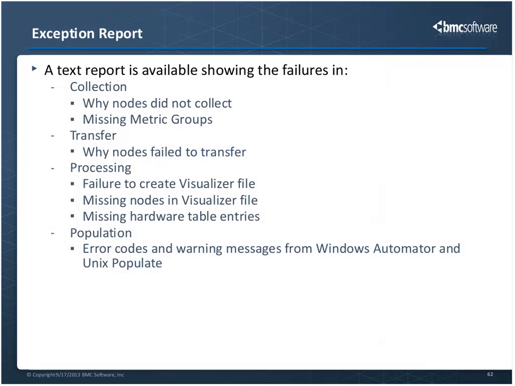Exception reports, which is another category on the screen for General Manager. It basically shows information about the collection. Why didn't it work? What's missing? Why didn't it transfer? What happened in the processing with the Visualizer files, or maybe hardware tables were missing? Population errors. It takes the information from Automator. So all the components will have the available information in the exception report, which is really a good place to start if you're having any kind of anomalous behavior on any of your runs.